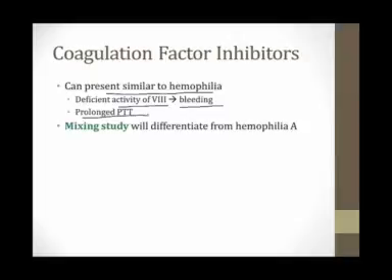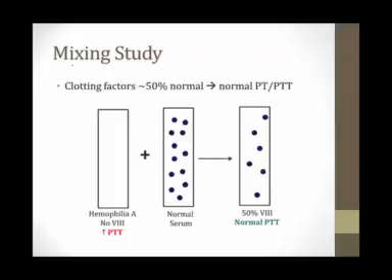So how are you going to tell the difference between a coagulation factor inhibitor and hemophilia A? And the answer is you need to perform something called a mixing study. In a mixing study, you mix a patient's serum with normal serum to see if the PT and PTT will correct back to normal. A mixing study is based on the principle that when clotting factors are 50% of normal, you will get a normal PT or PTT level. In other words, the clotting factor levels need to be less than 50% in order for the PT or PTT to become prolonged.